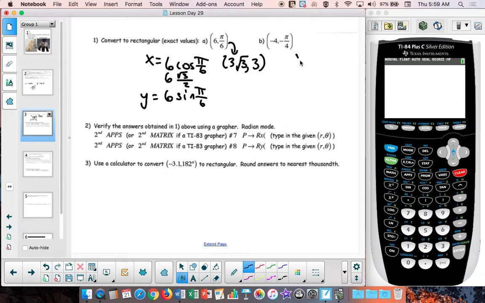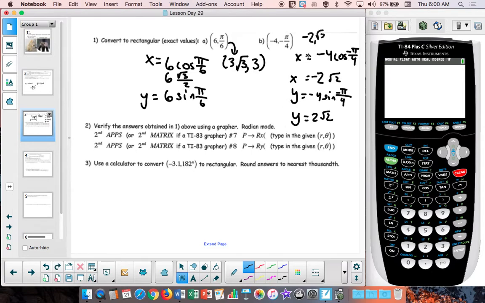All right, -4 and negative pi over 4. Again, you're going to plug it into cosine and sine. -4 times cosine negative pi over 4. Cosine of negative pi over 4 is root 2 over 2 times -4 would be negative 2 root 2. And then the y value is going to be the same idea. Sine of negative pi over 4 is negative root 2 over 2 times -4 is going to be positive 2 root 2.